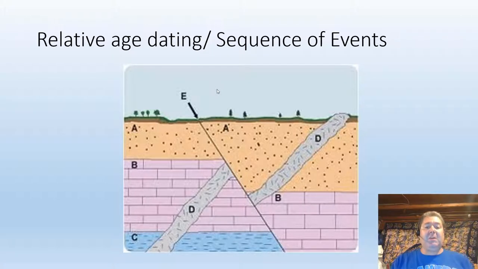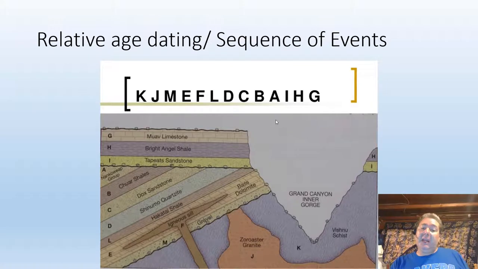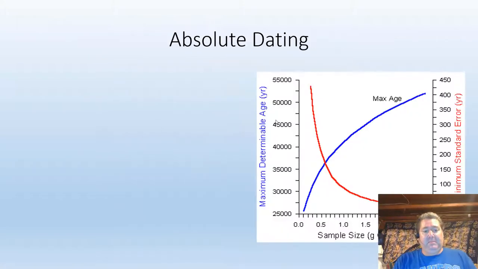So let's take a look at the order of events here, right? First, we have layer C being deposited. Then we have layer B. Then we have layer A, right? Then dike D cuts through all of that, and then E cuts through everything else, right? So it must have been first this happened, then that happened. Then this happened, then the dike cut through it, and then this fault cut the whole thing, right? So this is sequence of events. And as you can see, they can get pretty complex.